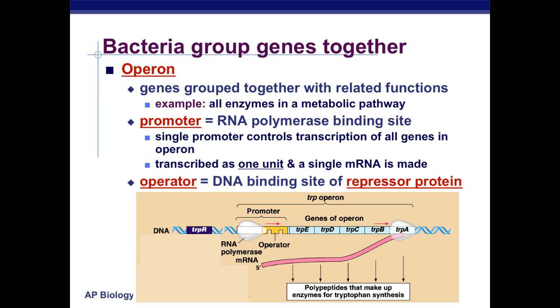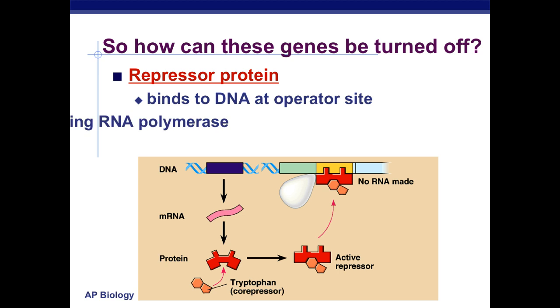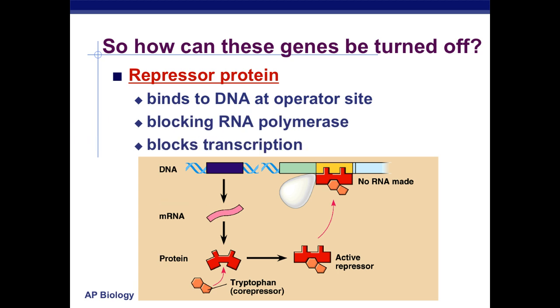The operator is the DNA binding site of the repressor protein. So the operator is where the repressor protein will attach and will prevent the RNA polymerase from binding and transcribing the DNA. So how can these genes be turned off? Through the repressor protein, like I just mentioned. It binds to the DNA at the operator site, and it blocks the RNA polymerase from binding, which will then block the transcription.